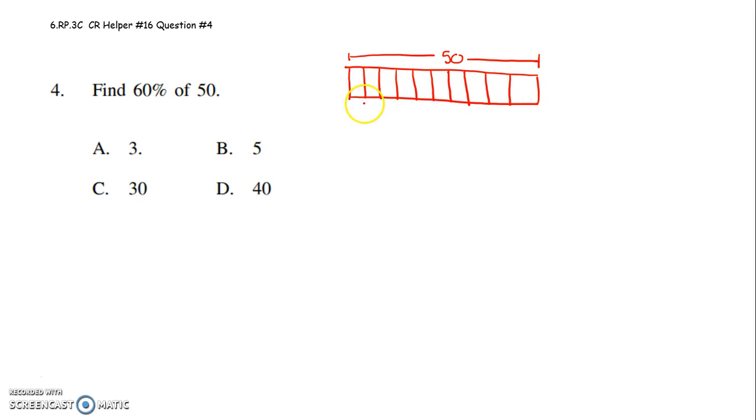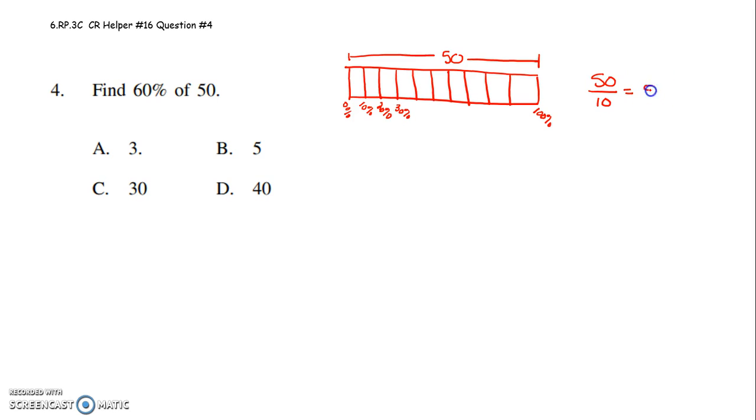So this first box would represent your first 10%. Then the first 2 boxes together get you up to 20%. First 3 boxes get you up to 30%, 40%, 50%, 60%, 70%, 80%, 90%, and then you'd be up to a total of 100%. Right here you'd be at 0%. Okay, so now that we've broken it into 10 parts, you could take 50 and divide it by 10.